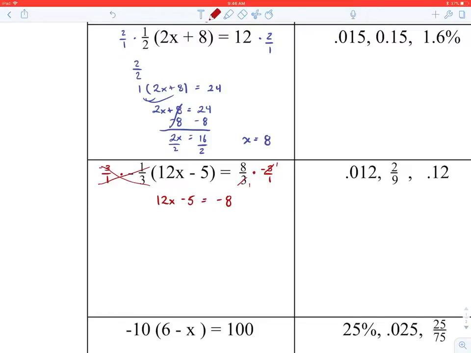So hopefully you're getting a little bit of practice with cross simplifying also to make the process a little quicker for you.